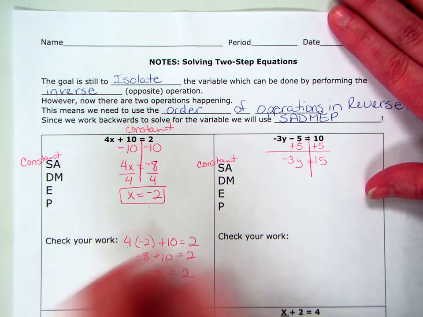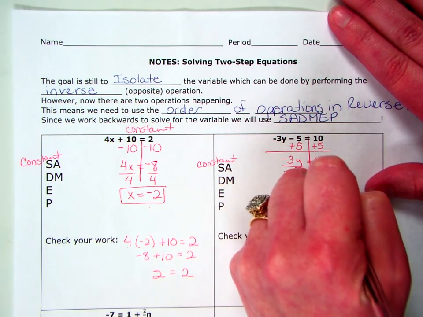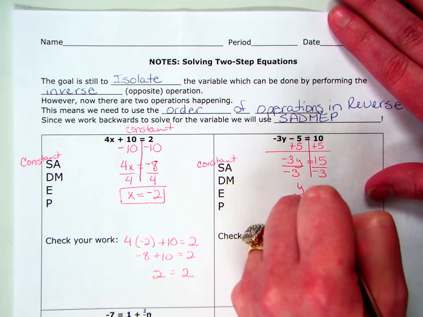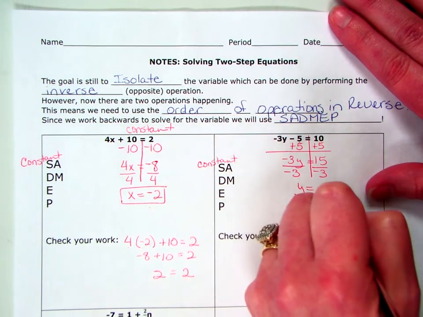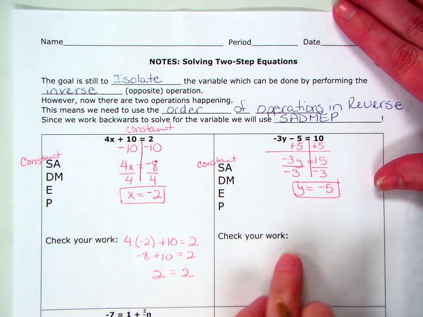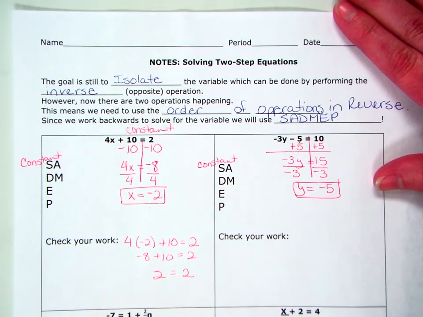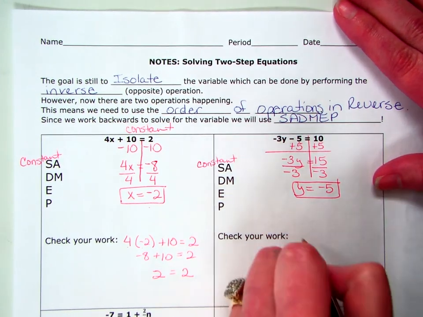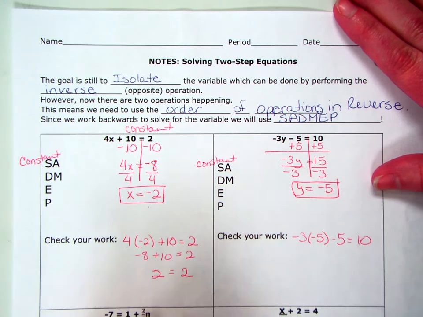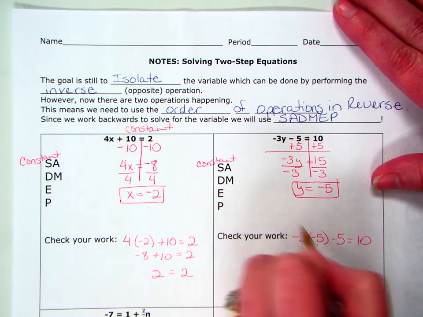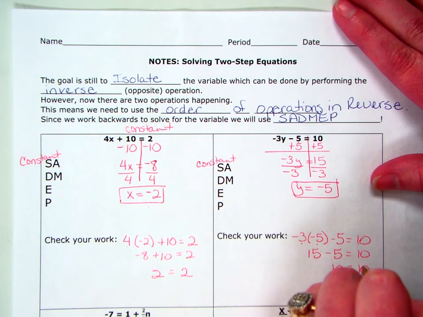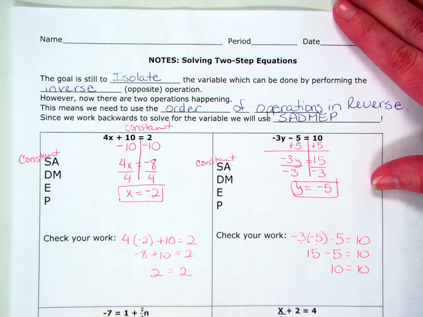The inverse of multiplying by a negative 3 is dividing by a negative 3. So when I do that, negative 3 divided by negative 3 is 1y. So y is equal to 15 divided by negative 3, which is negative 5. You can always check your work by plugging in the answer that you have found into your equation. So negative 3 times negative 5 minus 5 equals 10. So a negative times a negative is positive, so I've got positive 15 minus 5 equals 10. That makes sense. 10 equals 10. All right, cool. Let's keep moving on.